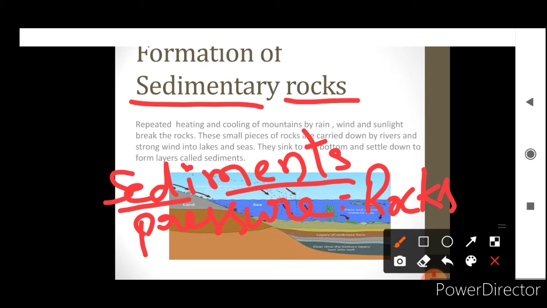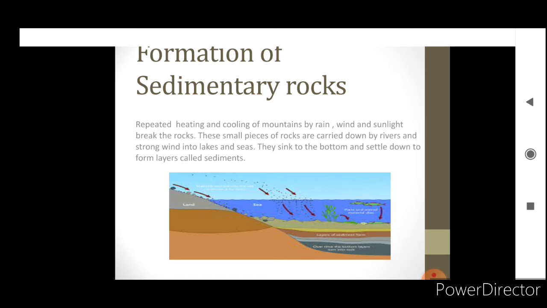So you understood now how sedimentary rocks are formed. You understood clearly how they are carried into the sea, how the sediments are formed here, and how, due to the pressure, they harden and take the shape of sedimentary rocks. You understood very well, right?